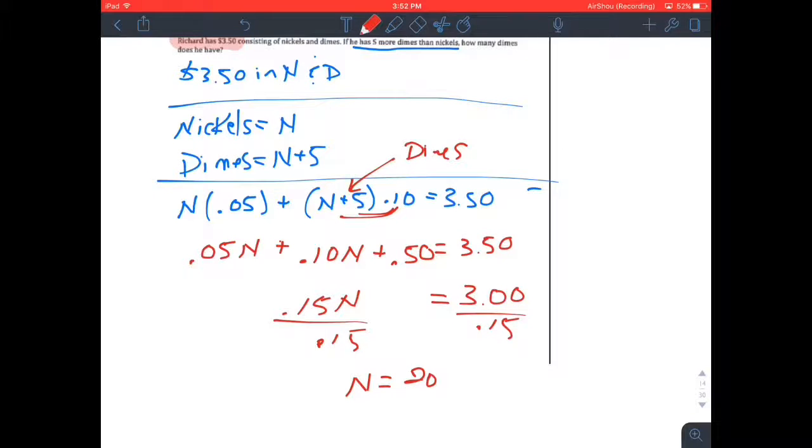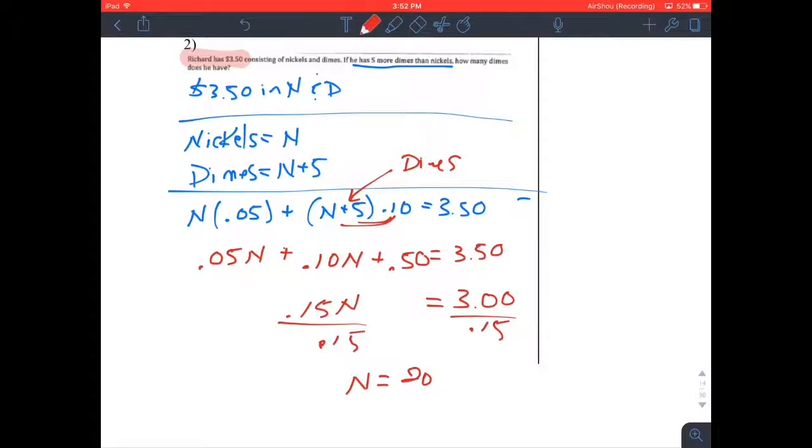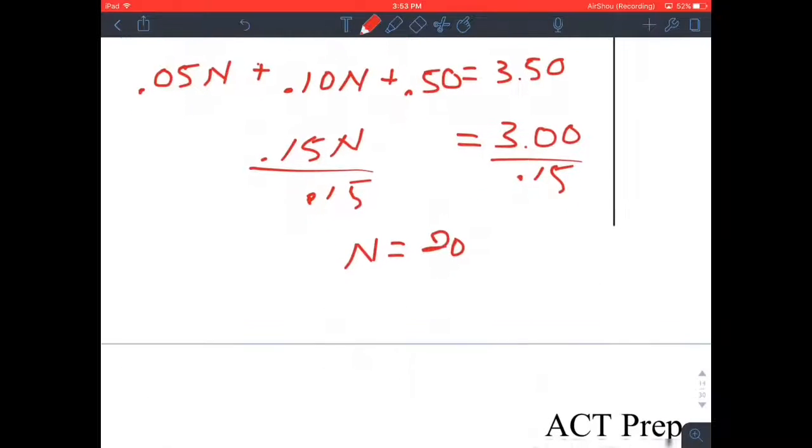Let's make sure we answer the question. Question is, how many dimes does he have? Well, we've already said that the number of dimes is nickels plus 5. So the dimes is 5 more than 20, which of course is 25.